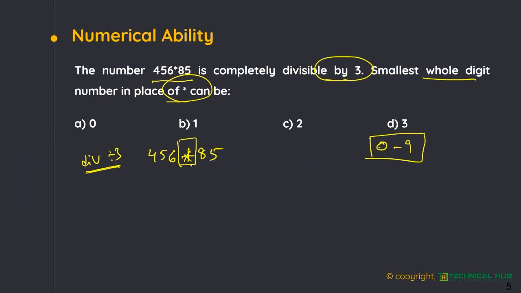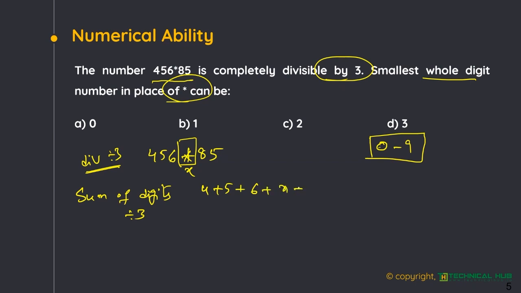See here, first of all, to solve these kinds of problems, we must be aware of divisibility rules. What is the divisibility rule of 3? Sum of the digits divisible by 3. Guys, here in place of the star, I will take x. Sum of the digits: 4 plus 5 plus 6 plus x plus 8 plus 5.